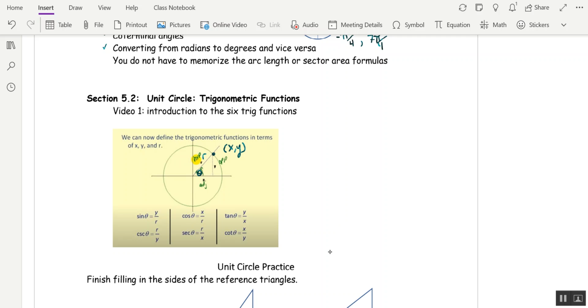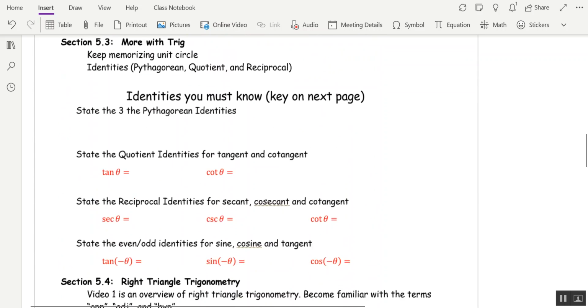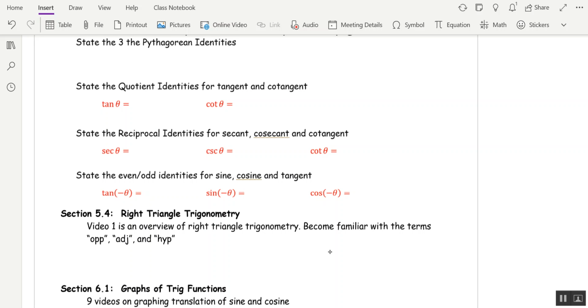You can also define these trig functions in terms of opposite, adjacent, and hypotenuse. And that's actually covered in a separate section down here. Section 5.4 is all about right triangle trigonometry.